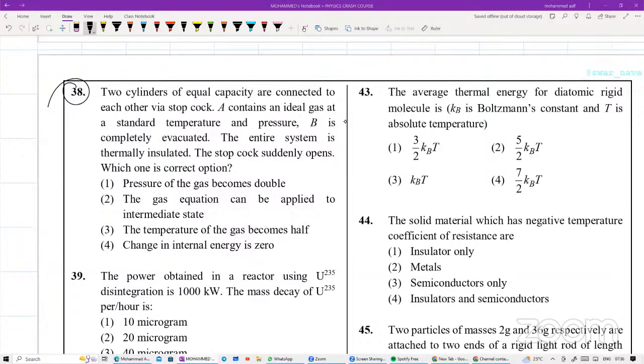Two cylinders of equal capacities are connected to each other by a stop clock. A contains an ideal gas at standard temperature and pressure, and B is completely evacuated. The entire system is thermally insulated. The stop clock suddenly opens. Which one of the following is correct? Pressure of the gas becomes double. The gas equation can be applied to the intermediate state. The temperature of the gas becomes half. The change in internal energy will be equal to 0.